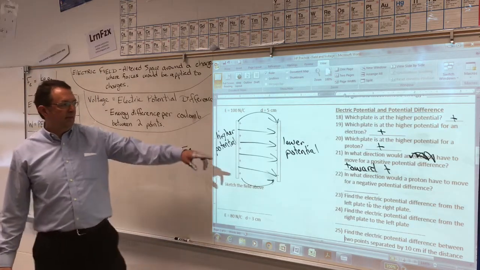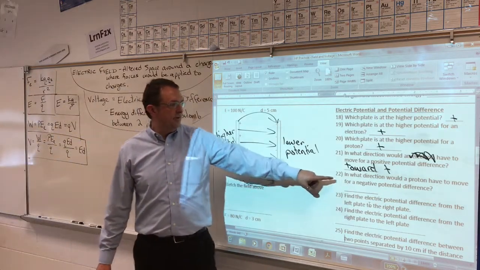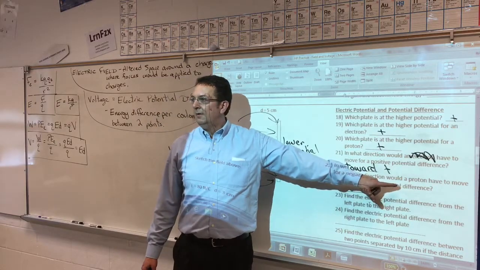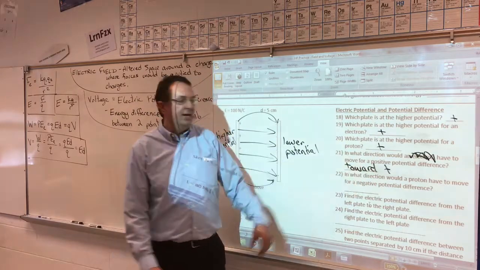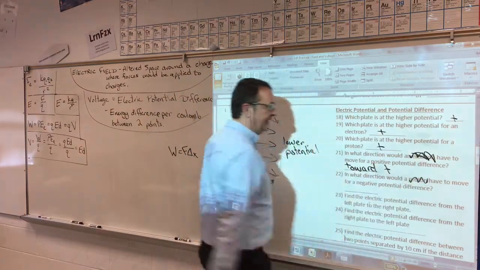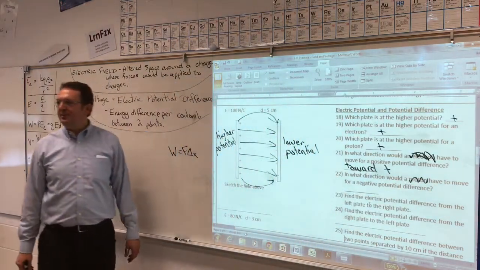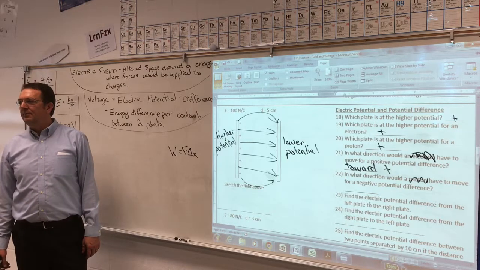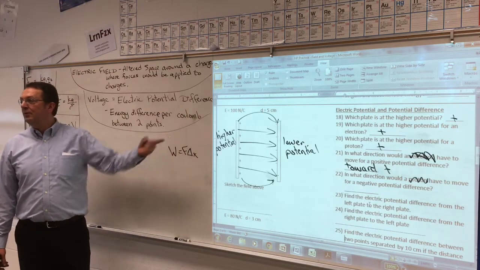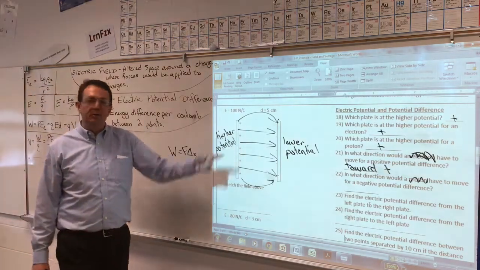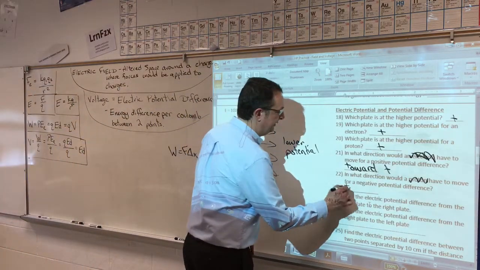And let's translate this one again. Number 22, in what direction would a whatever charge have to move for a negative potential difference? You're moving toward the which one? Negative. You're losing potential. You're going to a lower potential. This is toward the negative.